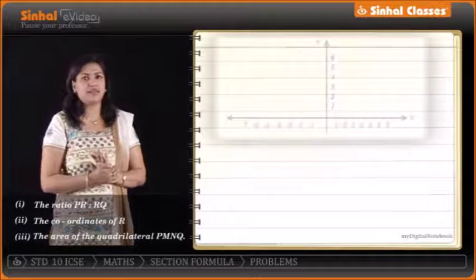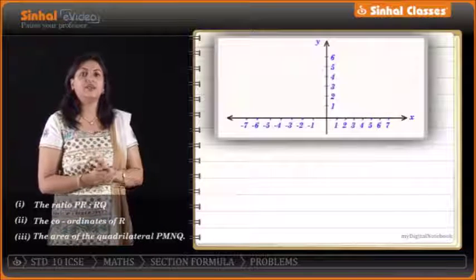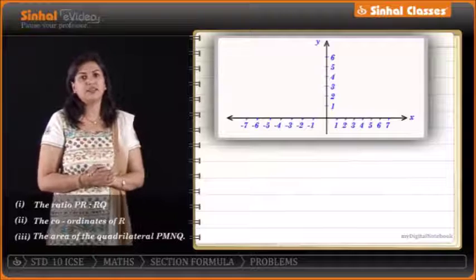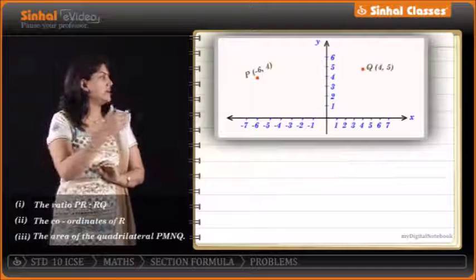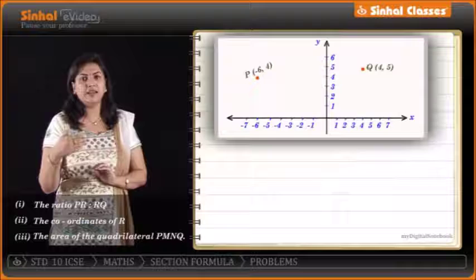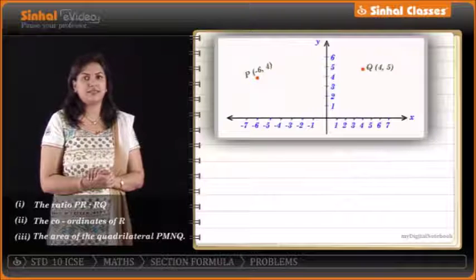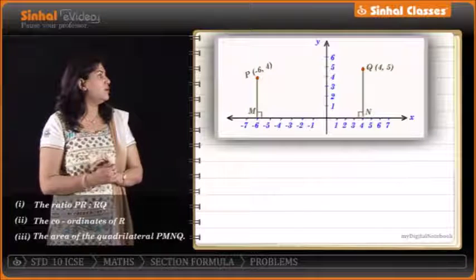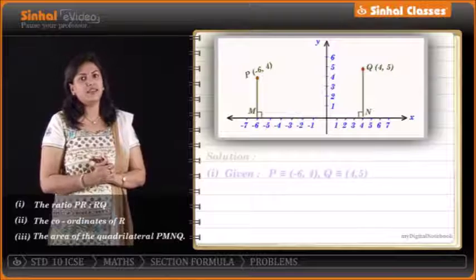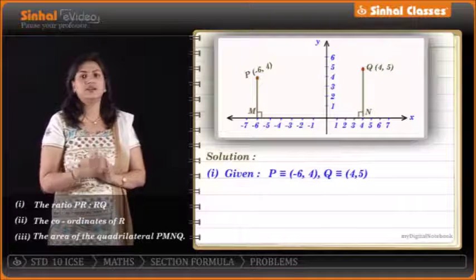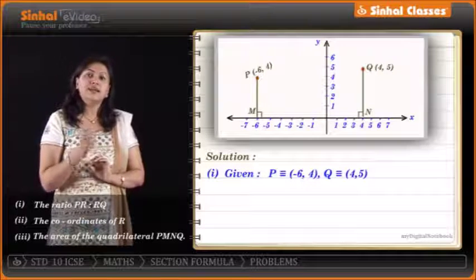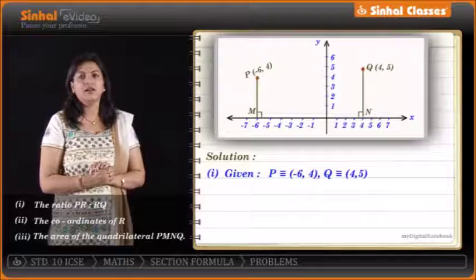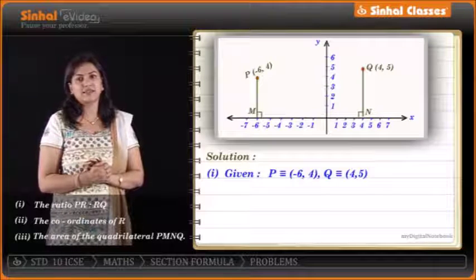Now let's draw the figure for this. We draw the x-axis and the y-axis. We mark the points P and Q. Draw the perpendiculars PM and QN to the x-axis. Now, first part, to find the ratio PR is to RQ. Now it's given that R is a point on the y-axis.